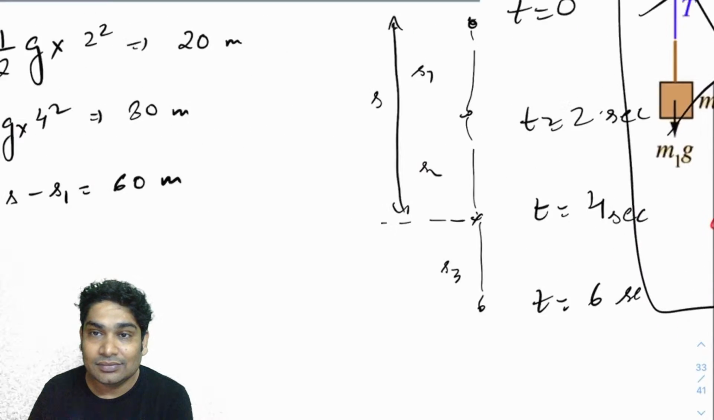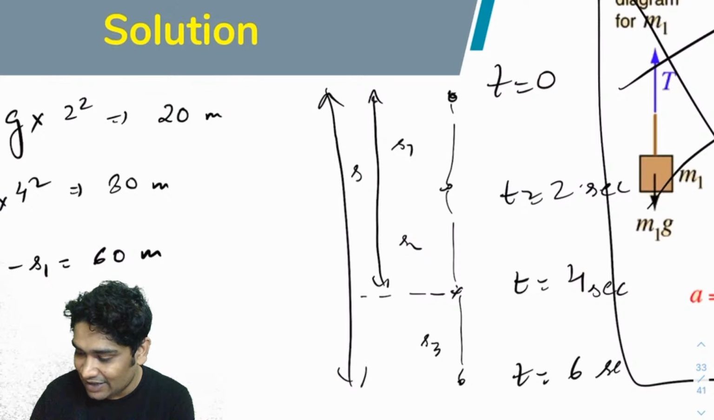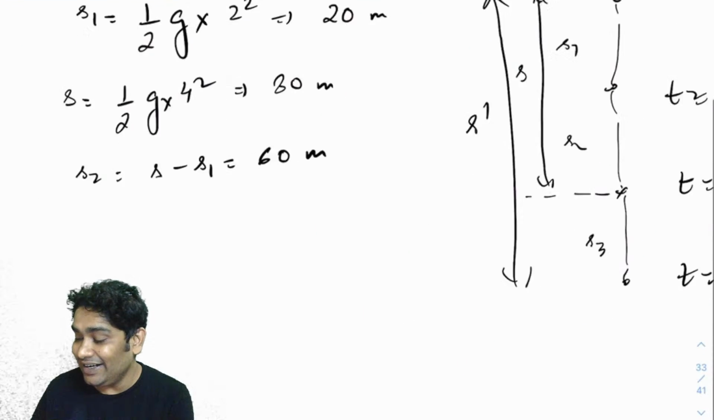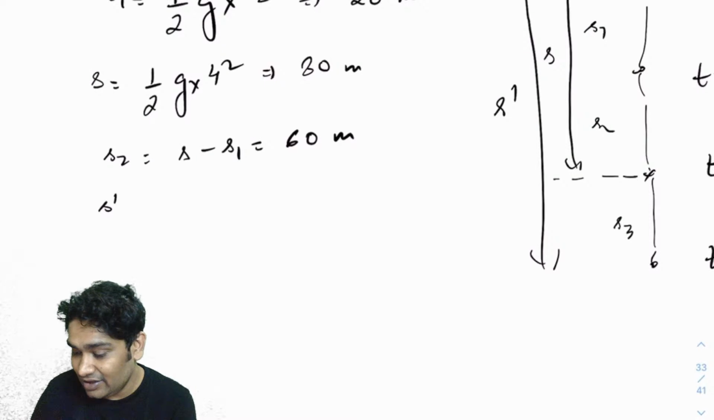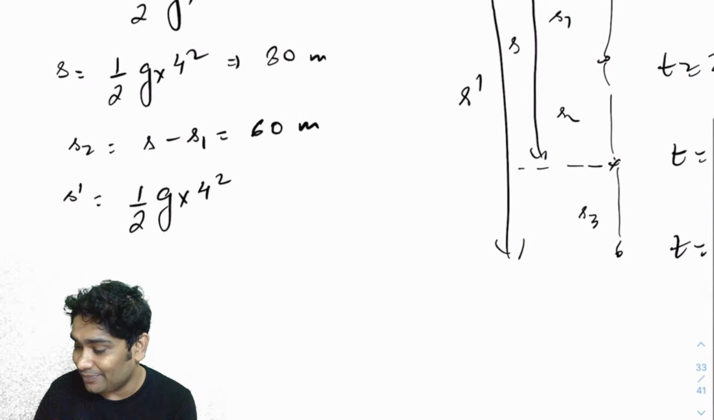Now again, if this is S dash, then S dash would be 1 by 2 g into 6 square, sorry.